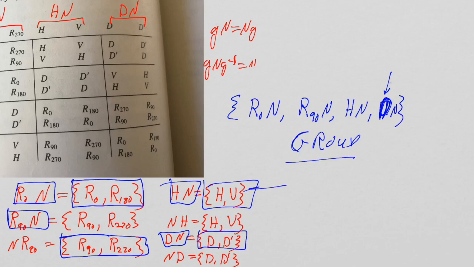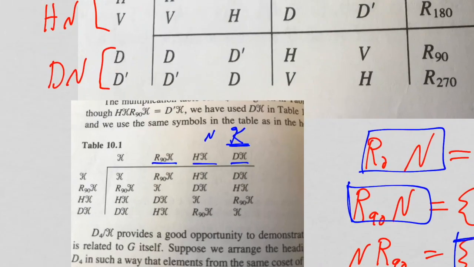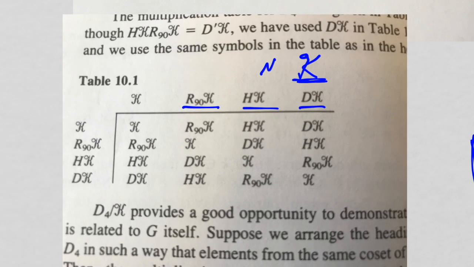V is in the same coset as H, so Hn equals Vn, right? So that's not good, but I meant D. Okay. So at least he gets it right, or this book gets it right.